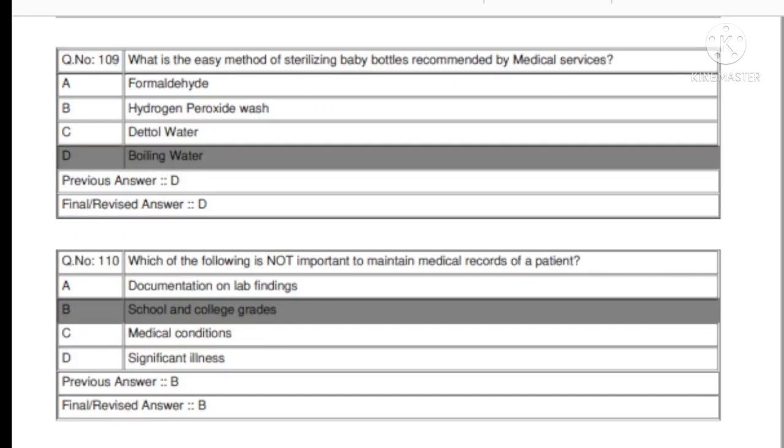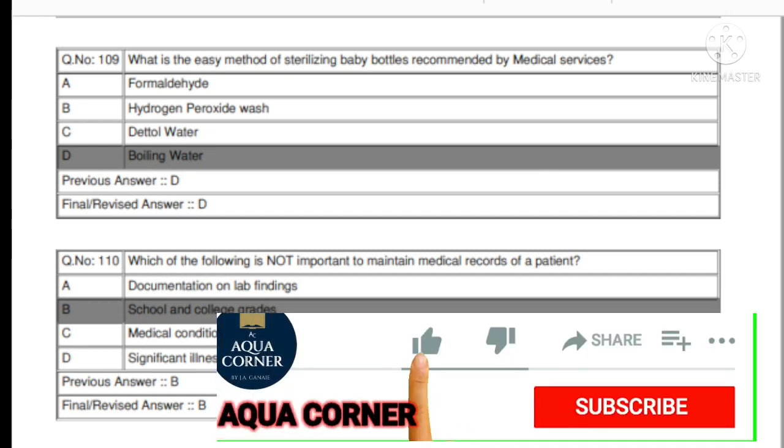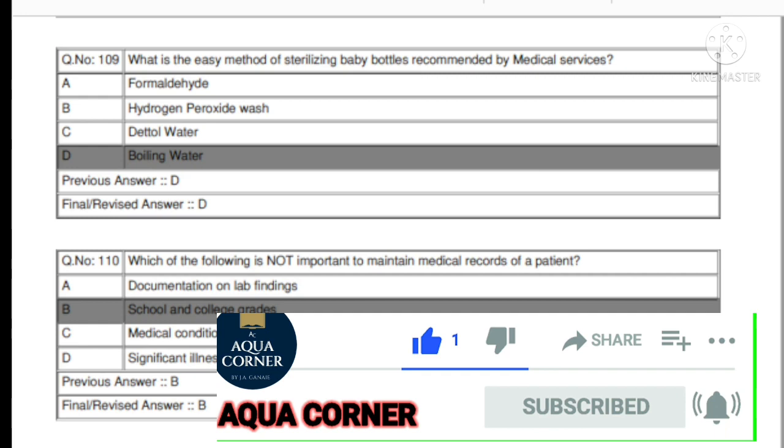Next question, question number 109. What is the easy method of sterilizing baby bottles recommended by medical services? So it is boiling, everyone knows. Formaldehyde is not there. Hydrogen peroxide wash not recommended. Dettol wash not recommended. So these three are not recommended. D is its answer.